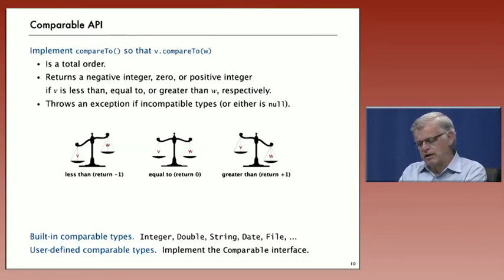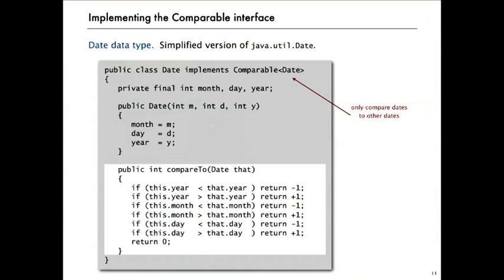Now, if we're going to implement our own type, then we have to go ahead and implement the comparable interface according to these rules. And usually that's fairly straightforward. So here's an example. It's a simplified version of the date class that's implemented within Java, just to show the idea of implementing comparable. So after the class declaration, we write implements comparable, and then we fill in the generic with the same type, because we're only going to compare dates to other dates.